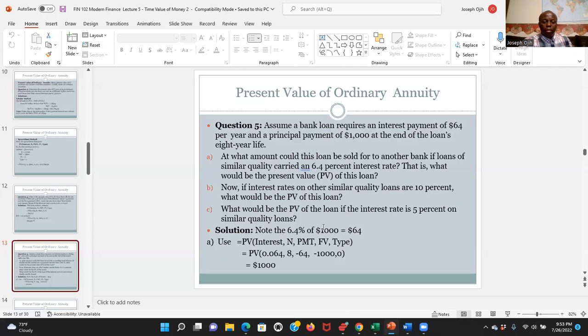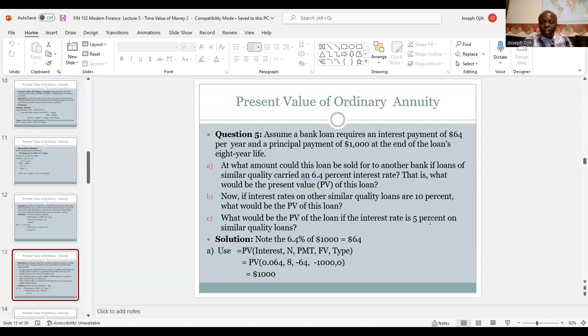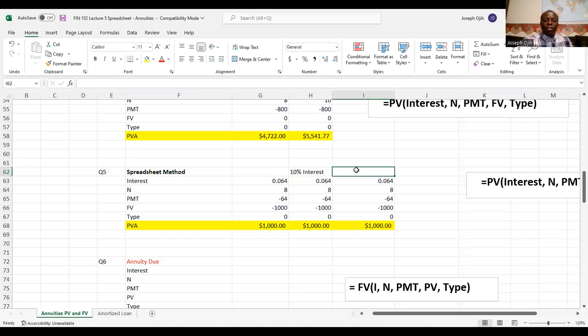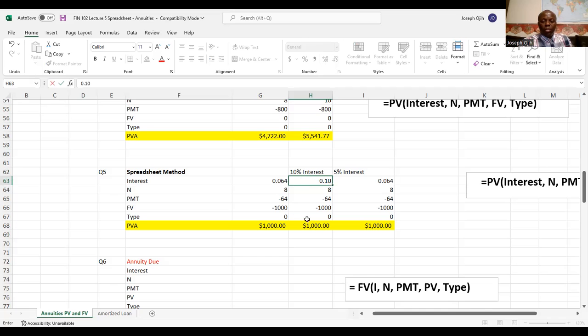Part C, it says, what would be the present value if the interest rate is 5%? So the second one is for 5% interest. All we have to do is change the interest rate. Look at this answer when I change it. It's for 10% interest, that means 0.10. As I click it, it becomes $807.94.